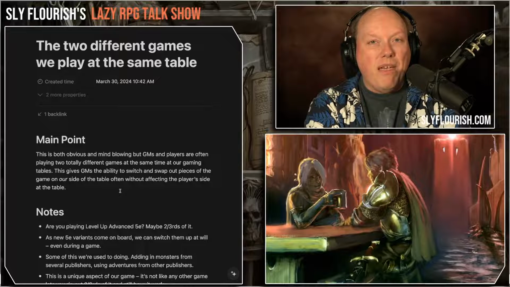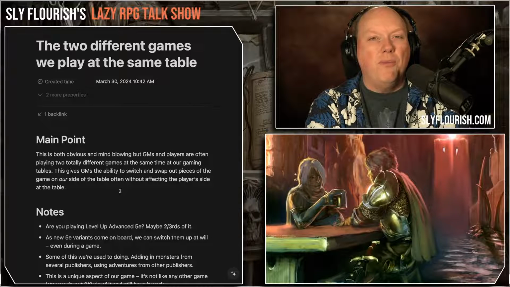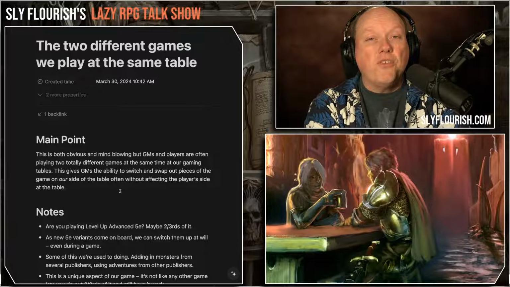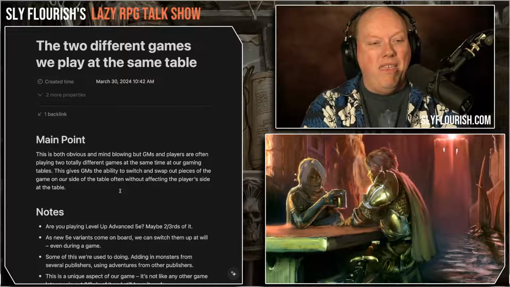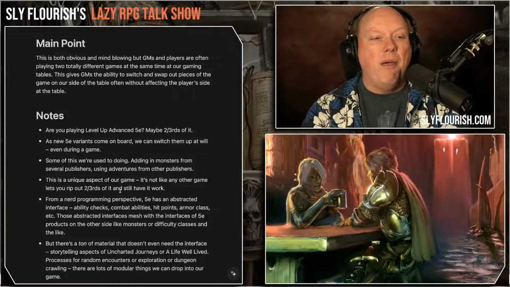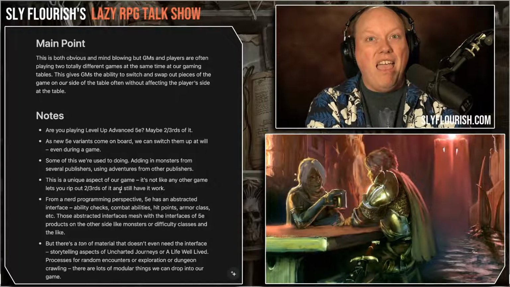And so when we think about the fact that the GM side of the game and the player side of the game are really two different games with two different engines, and we can rip out and put in new parts of those engines, we really get an interesting look at how modular this game is. So that idea, when people have asked me, am I playing Level Up Advanced 5e? My answer is, yeah, I'm playing it now.